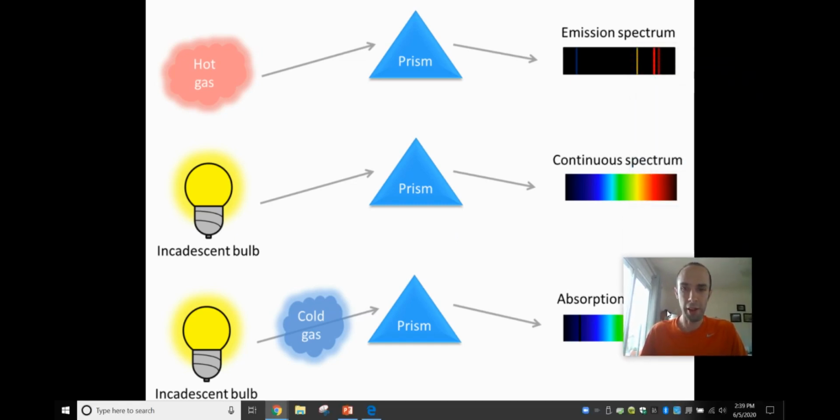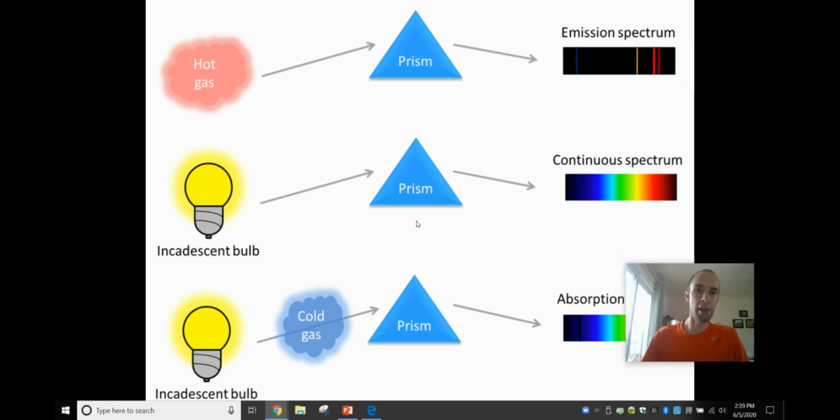So if you take a look at this picture here, there's a lot going on here, so let me explain. The middle picture here is an incandescent bulb. And if you were to shine a light through a prism, you would get this full spectrum of light, and you'd get the full rainbow effect. That's called a continuous spectrum.